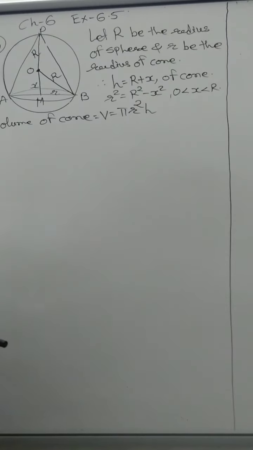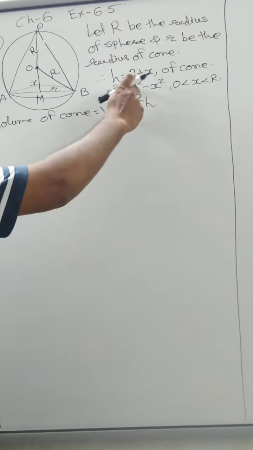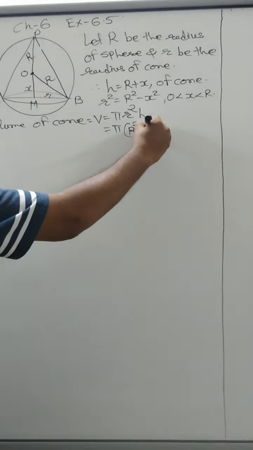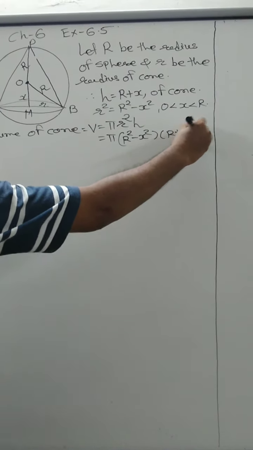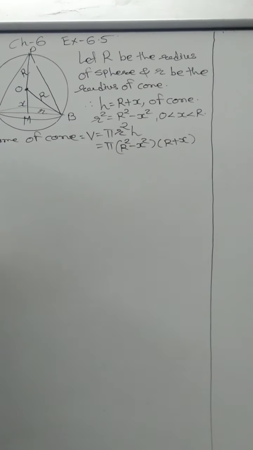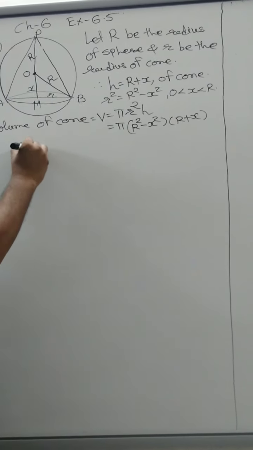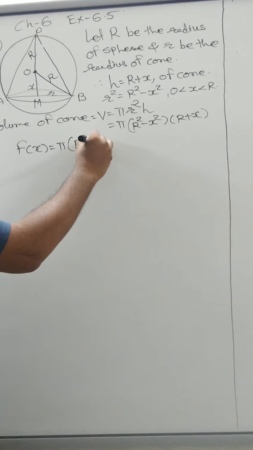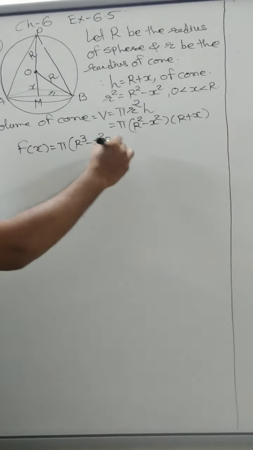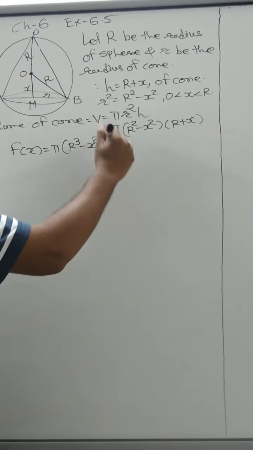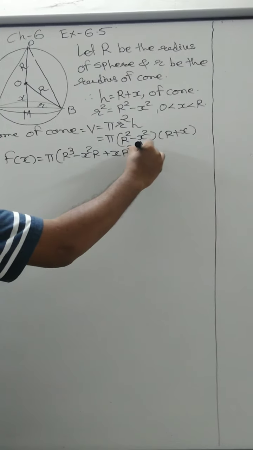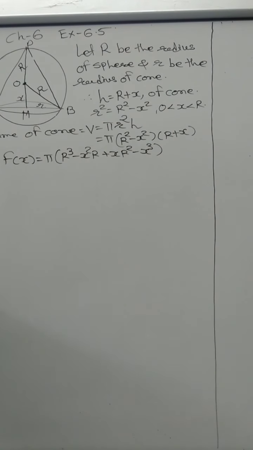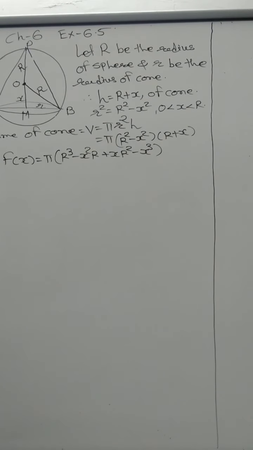So we just put in the values, and r square is R square minus X square, and this is times R plus X. Now we simplify it, then we get the function of X, f(x) equals pi, R cube minus X square R plus X R square minus X cube. So this is our one equation which we can obtain from the given.